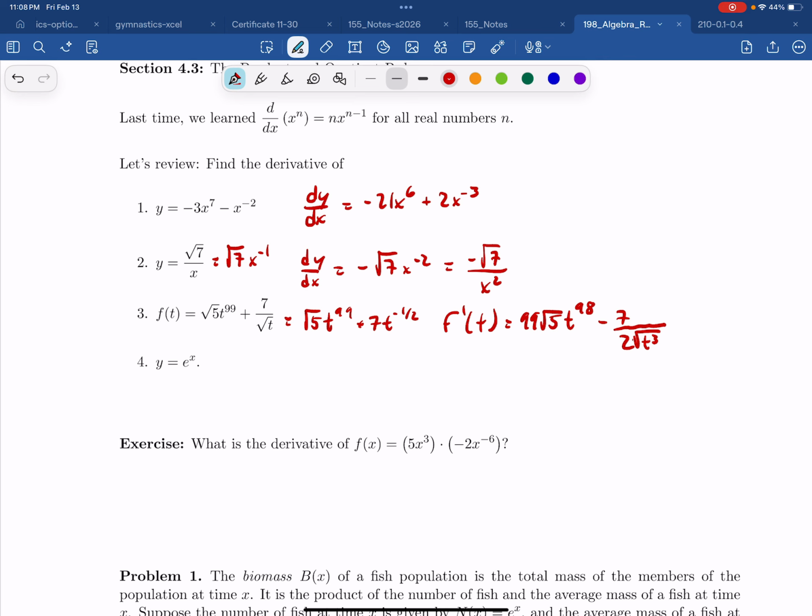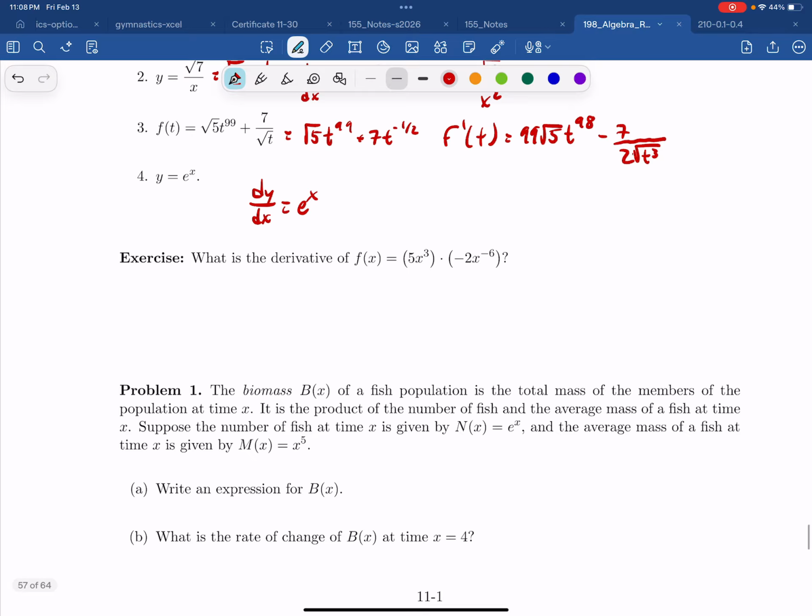Do you remember the derivative of e to the x? Nicest derivative possible. Here we go. All right, so I want you to pause the video. I want you to try to do this. Find the derivative of 5x cubed times negative 2x to the negative 6.